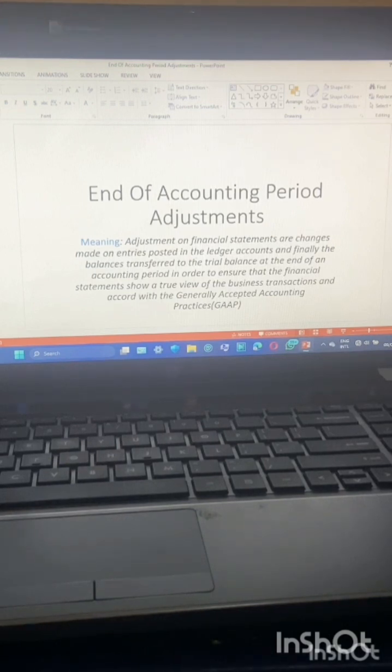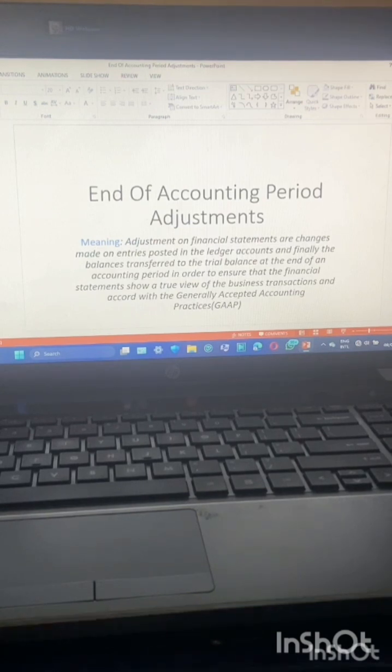In this particular video, I want to be treating adjustments, where there are adjustments on the information given in the trial balance. The end of accounting period adjustments are changes that are made on entries posted in the ledger accounts. These are changes made on the entries after they have already been entered in the trial balance, that is, after the account has been entered in the trial balance.